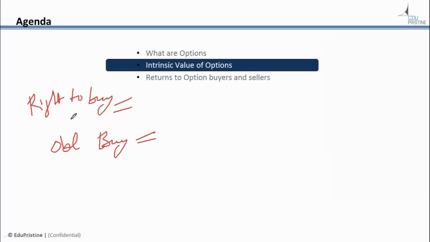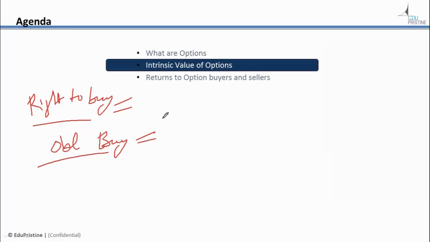No, it's not the same. Buying a call option is the right to buy. Selling a put option is the obligation to buy. They are different, so be careful. Many times the question comes around these points only.